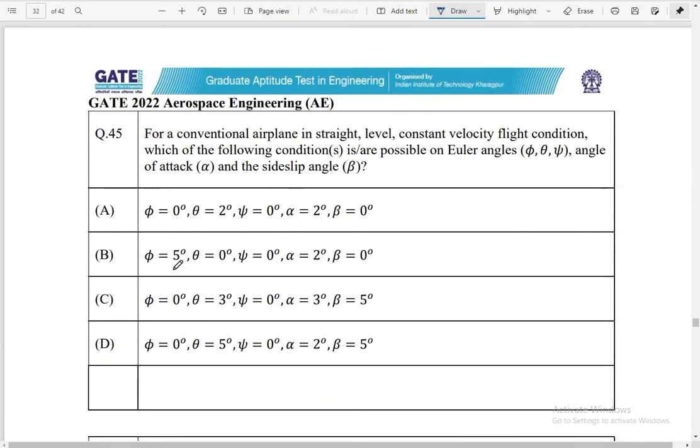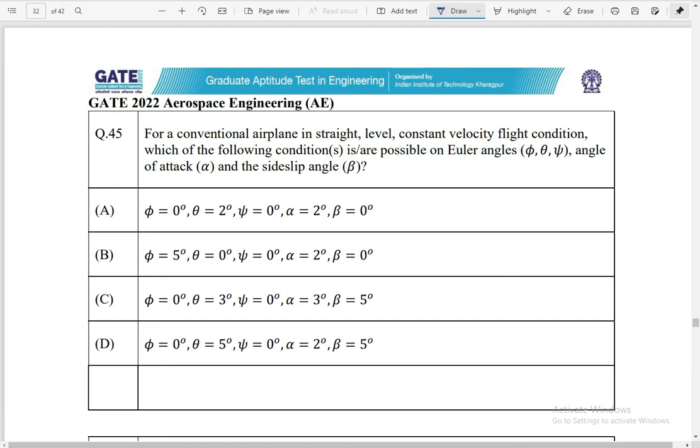In question number 45, for a conventional airplane in straight level constant velocity flight conditions, which of the following conditions are possible in Euler angle and sideslip angle? On Euler angles, that is the angle of attack and sideslip angle.